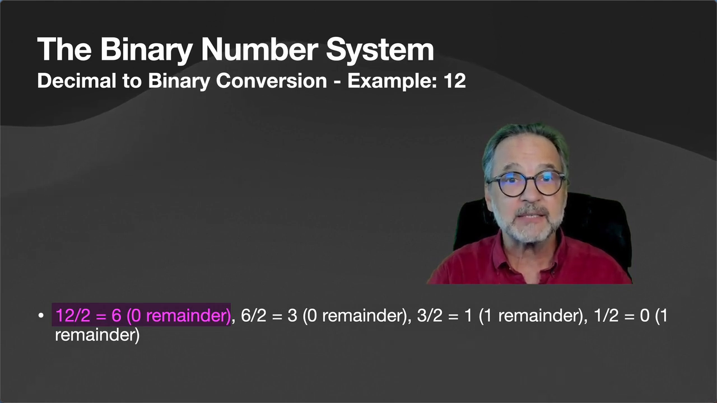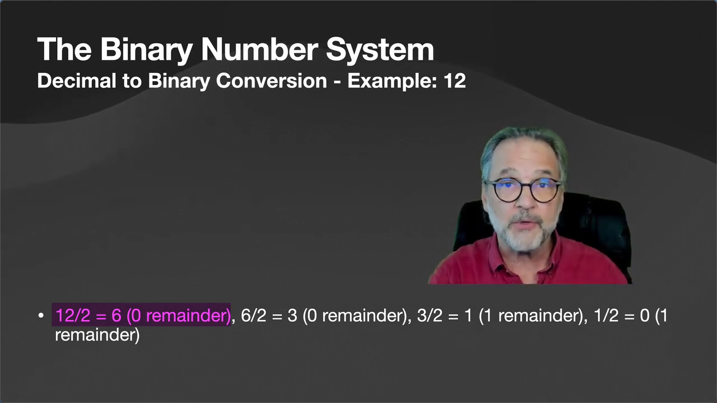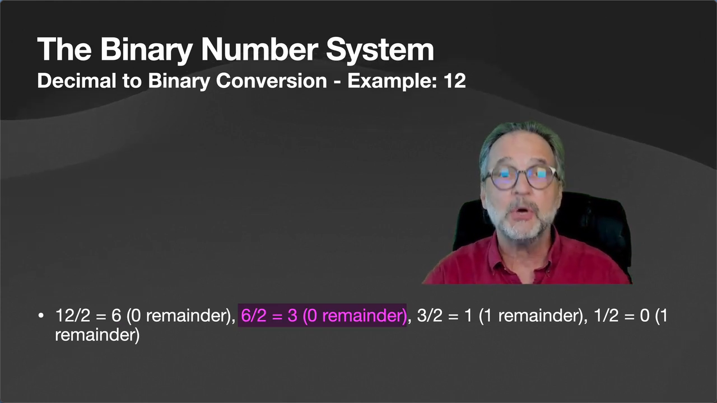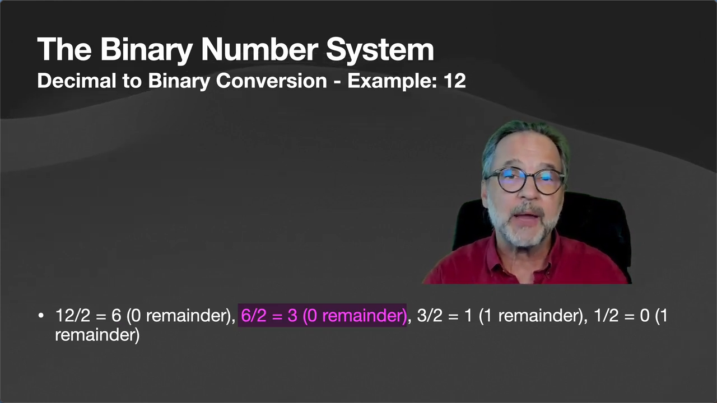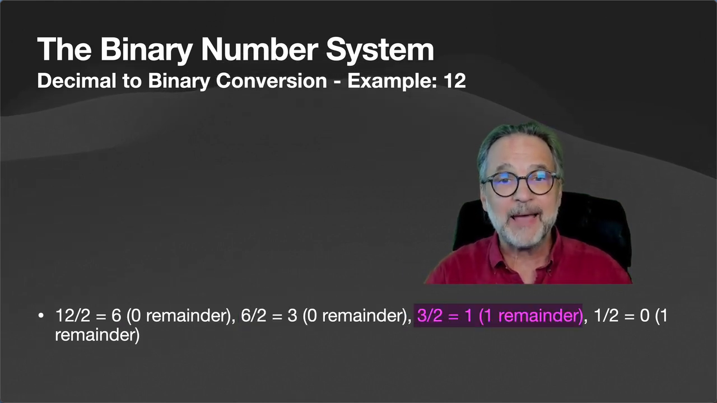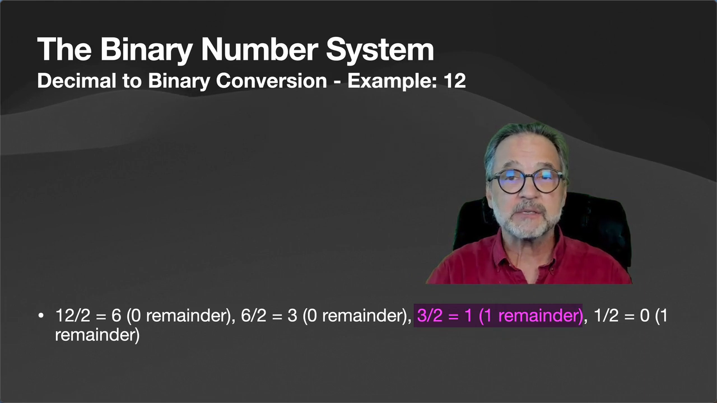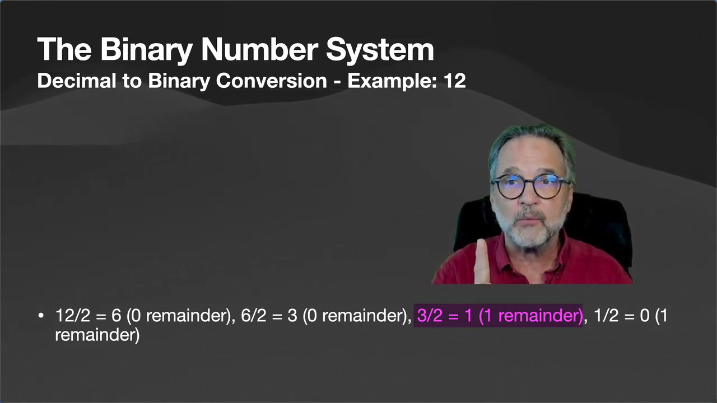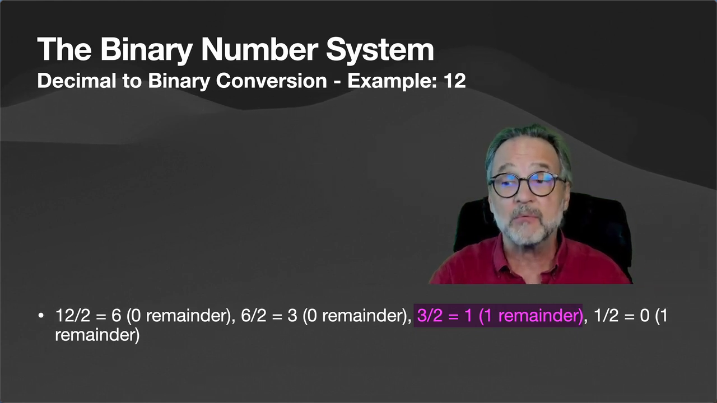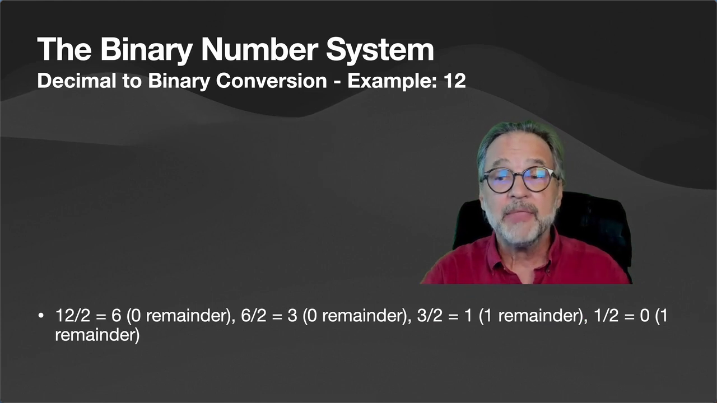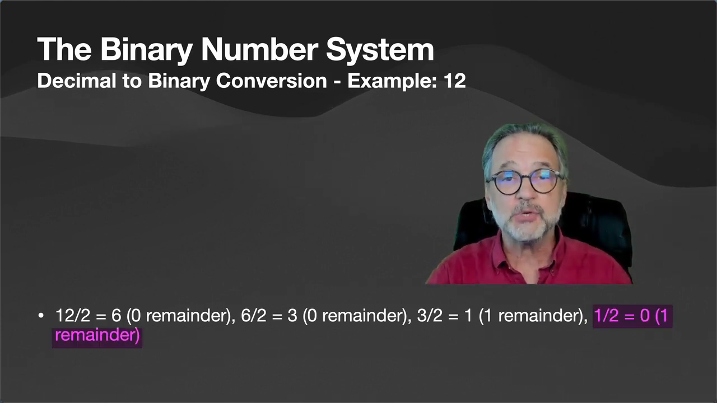That gives us a 6 and a remainder of 0. So we hold on to that 0. Then we take 6, we divide that by 2, we get a 3, that as well has a remainder of 0, we hold on to that 0. Then we take 3, we divide that by 2, that gives us a 1, but we have a 1 remainder. You're never going to have any more than 1 when you divide by 2. You may have 0 or 1. So we hold on to that. So far we've got 0, 0, 1. Then we take that 1, we divide that by 2, we get a 0 with a 1 remainder.